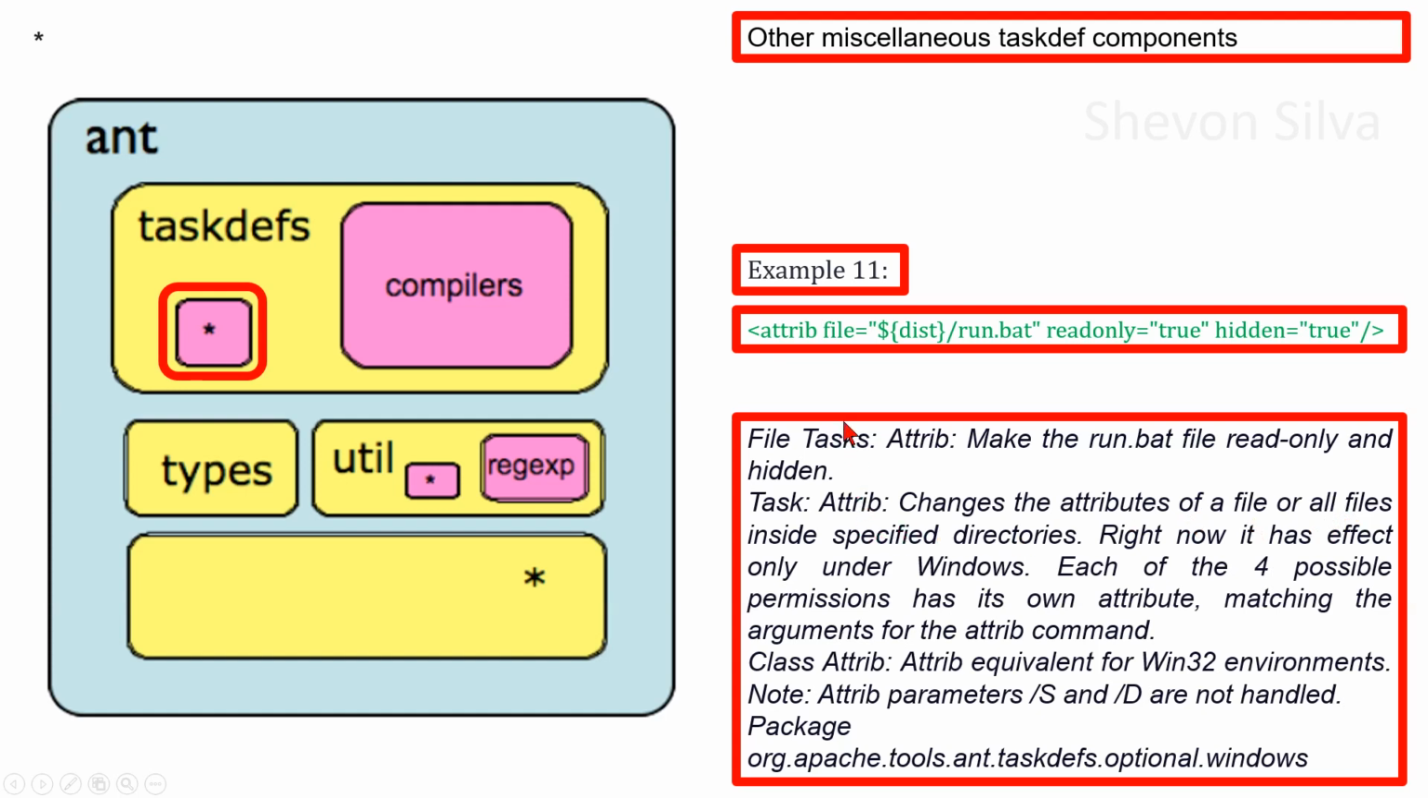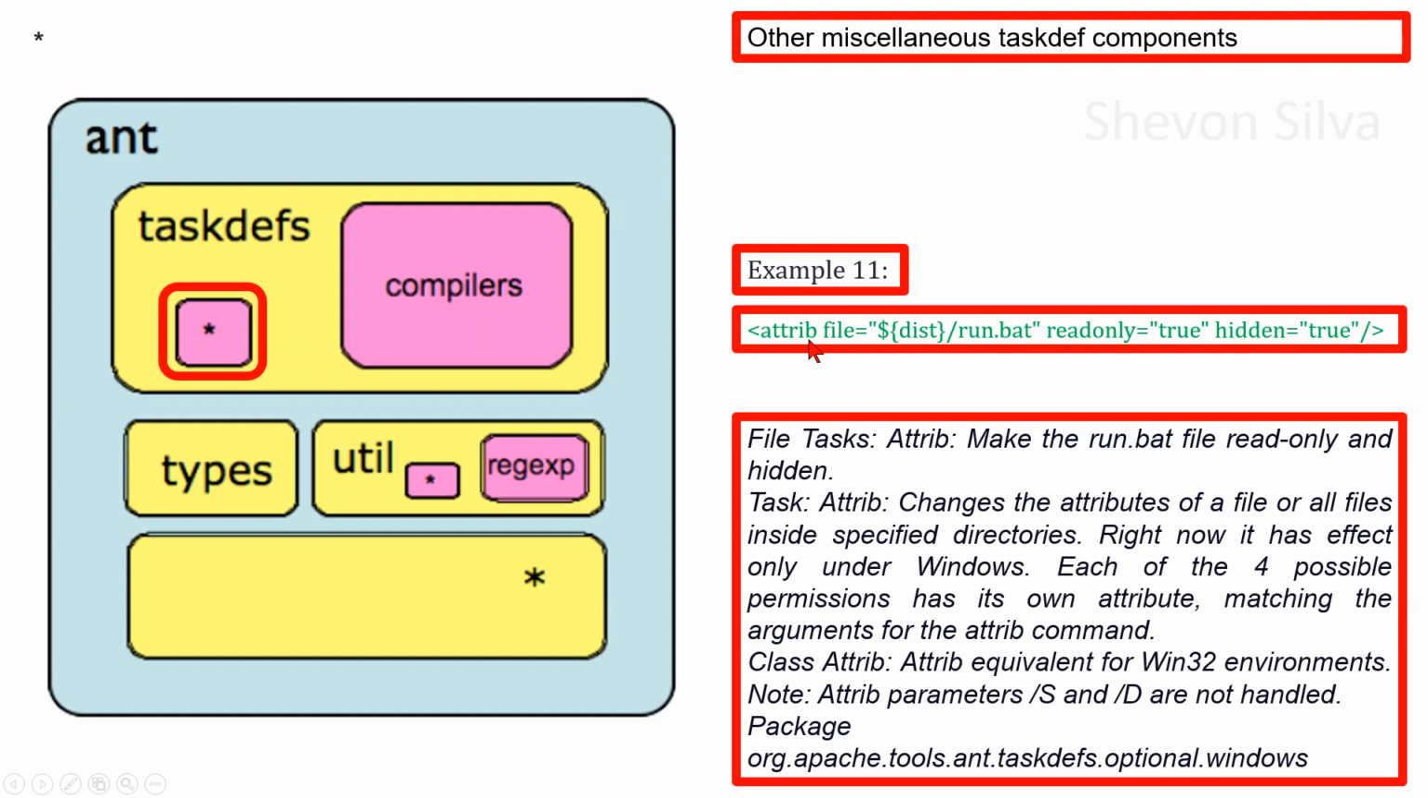Now we are considering attrib in file tasks. Here, make the run.bat file read-only and hidden. The task attrib changes the attributes of a file or all files inside specific directories. Right now it has effect only under Windows.